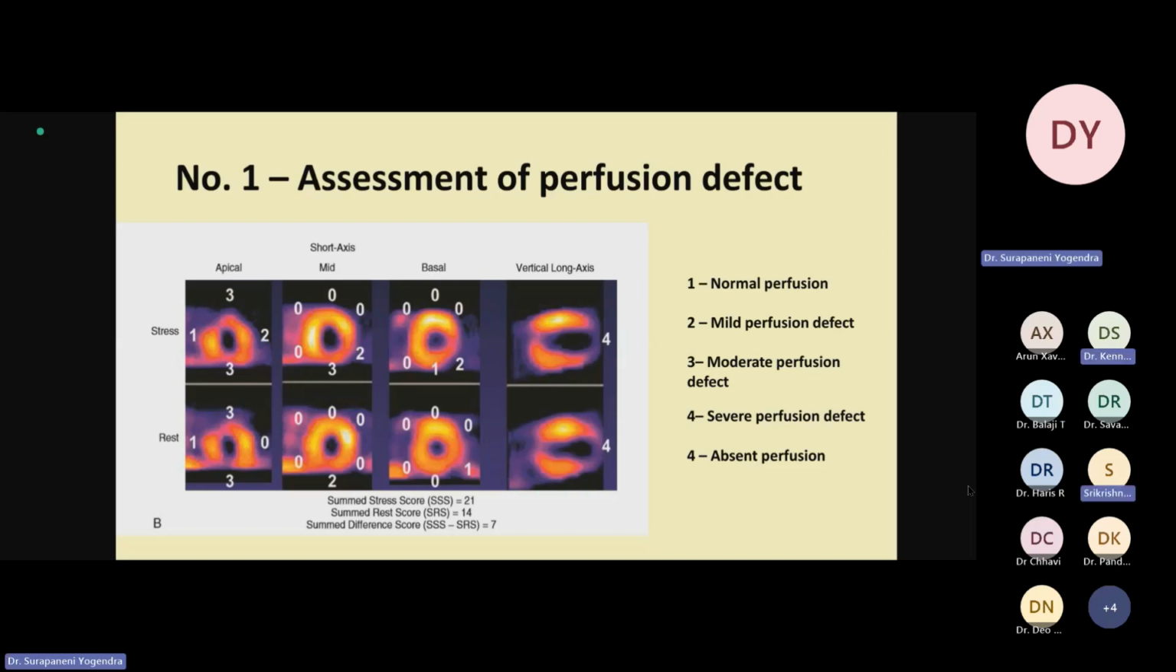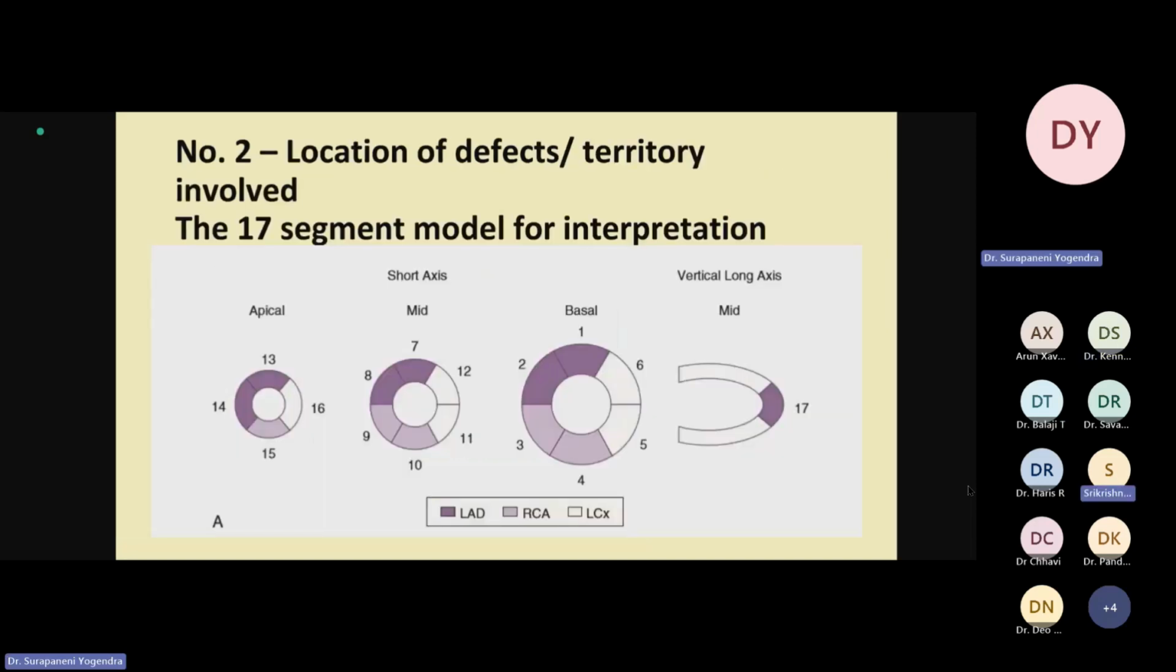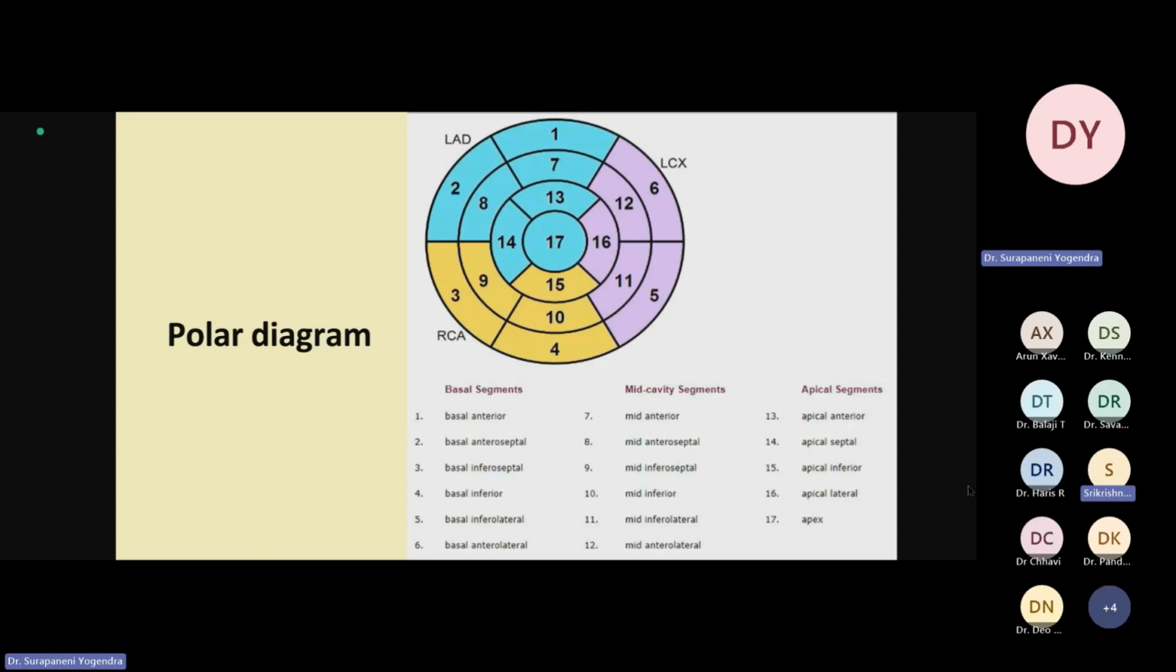So location of the defects and territories involved is based on the 17 segment model. Then this is the polar diagram showing the territories and segments in a single image. The basal segments are basal anterior, basal anteroseptal, basal inferoseptal, basal inferior, basal inferolateral and basal anterolateral. Similarly, mid-level segments are mid-anterior, mid-anteroseptal, mid-inferoseptal, mid-inferior, mid-inferolateral, and mid-anterolateral. The apical segments are apical anterior, apical septal, apical inferior, and apical lateral. The 17th segment is the apex.